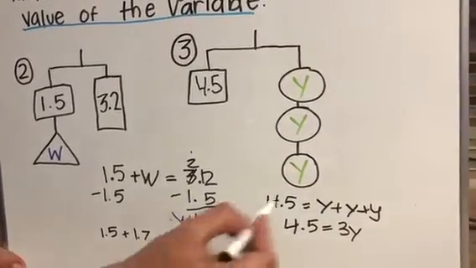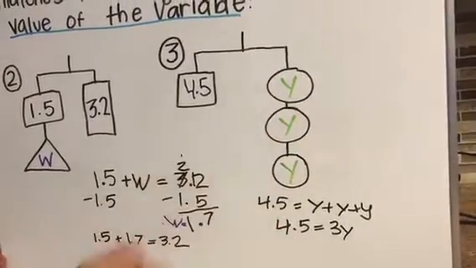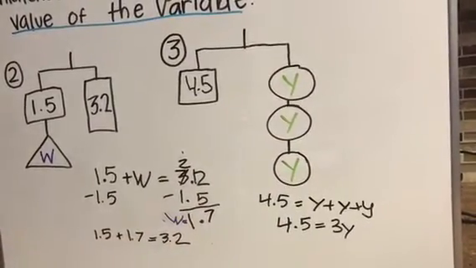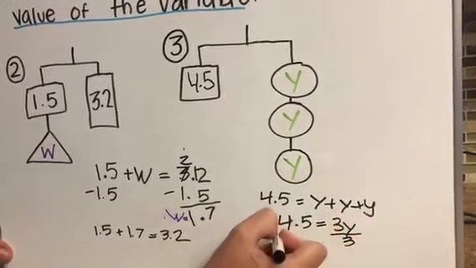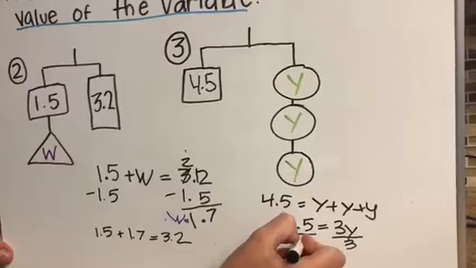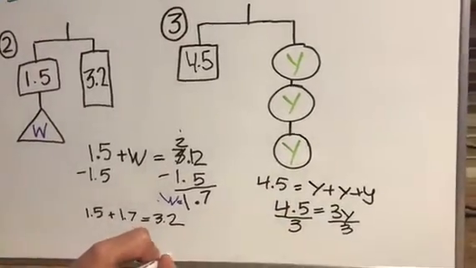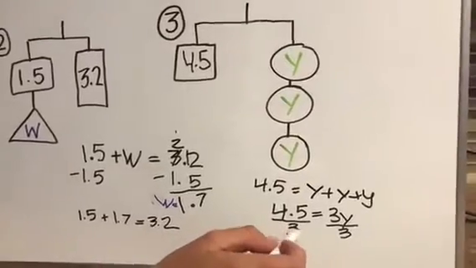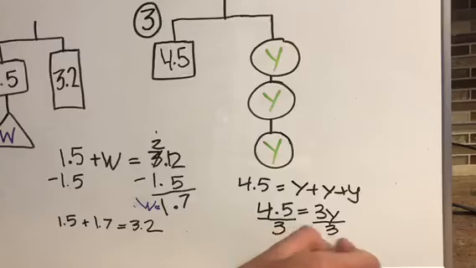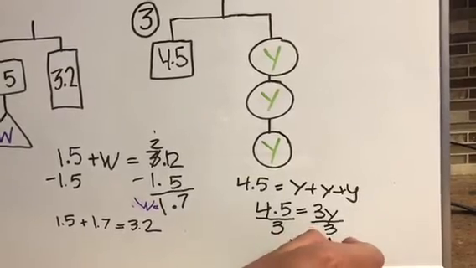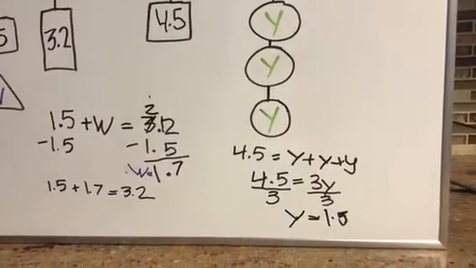Okay? So now we need to solve. I want to solve and figure out what y equals. The way I do that is divide by 3. I'm going to divide by 3. If we take this problem, 4.5, and we divide it by 3, y will equal 1.5. Okay? And now we can plug that in.